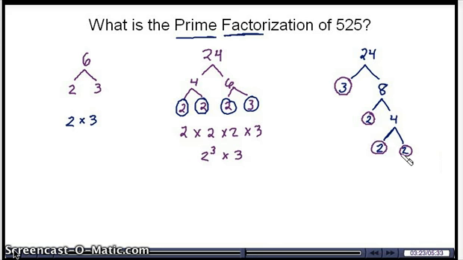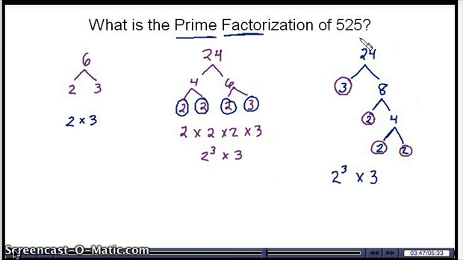And now we can write our prime factorization. And again, we have 2 times 2 times 2, so that's 2 to the third power. And we also have the number 3, so we write times 3. And you'll notice that the prime factorization that we ended up with when we chose 3 times 8 is exactly the same as the one we got when we used 4 times 6. So now that we know something about prime factorization, let's tackle the original question.